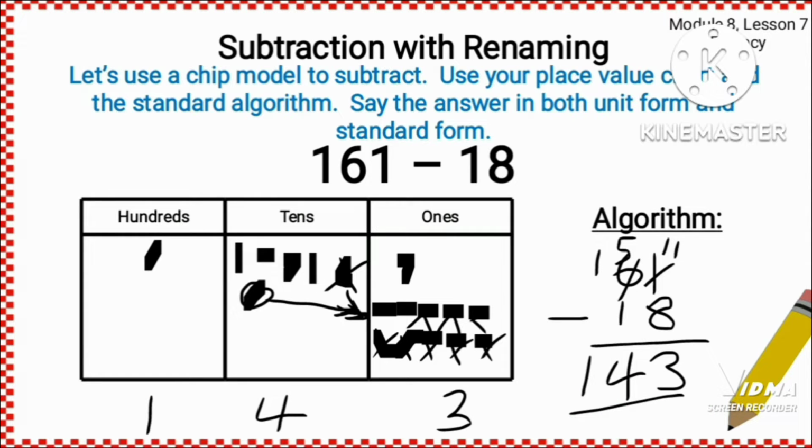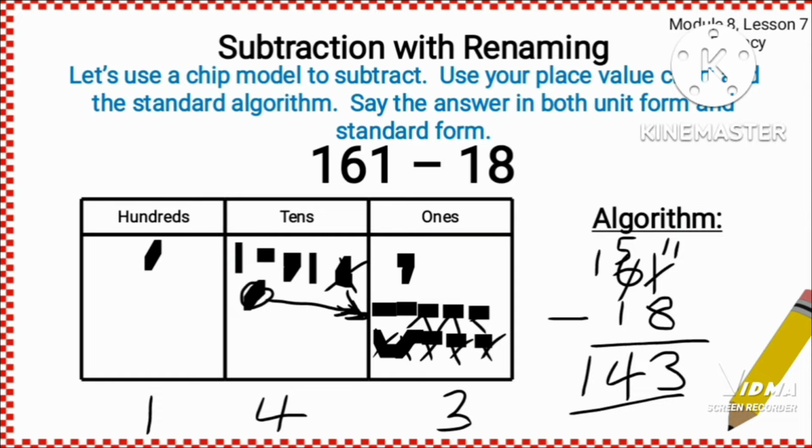Let us do some warm-up. We're going to use chips to model subtraction. Remember how to use chips to model subtractions? The subtrahend, that is the part you are removing from the whole, you do not draw it. You only draw the whole. And then the subtrahend, you cancel from the whole because you are subtracting. You are removing from the whole.